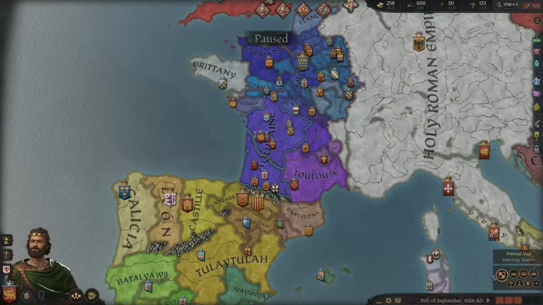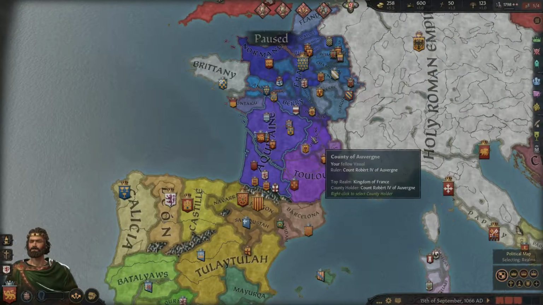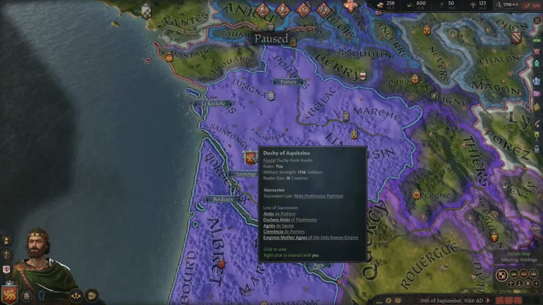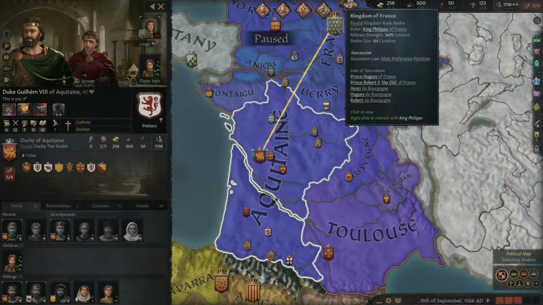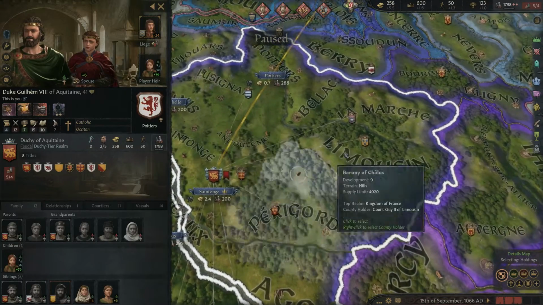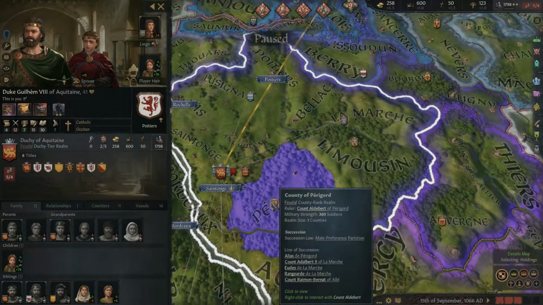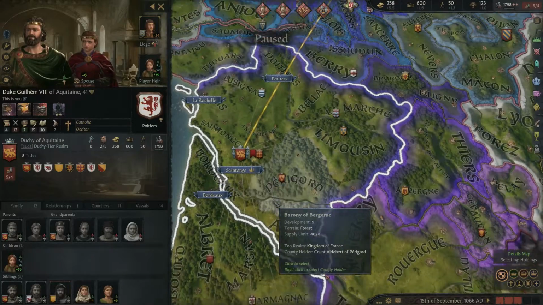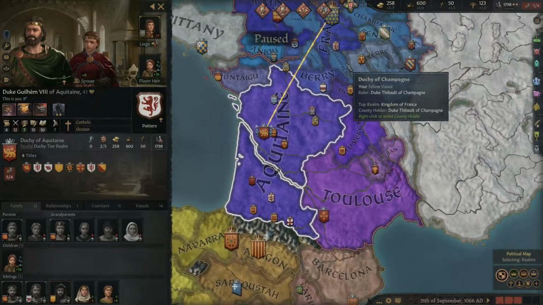As you can see here in the map modes, each one is above the other. For example, we are a duke. If we click on us, we have this line going from the king, which means we are paying him money, essentially. But you can see, if we zoom in a bit, we've got these white lines coming from our counts. We are their liege. They bend the knee to us, but we bend the knee to the king.